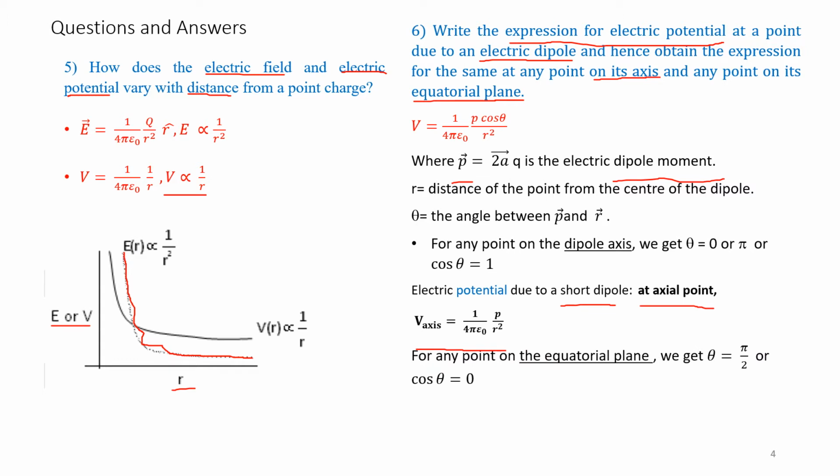Now for the equatorial point, theta becomes 90 and cos theta is equal to 0. Therefore, when cos theta becomes 0, the value of V itself becomes 0. Anything multiplied by 0 is 0. Therefore, V is equal to 0. So, at the equatorial point, V is 0. This is the required answer.